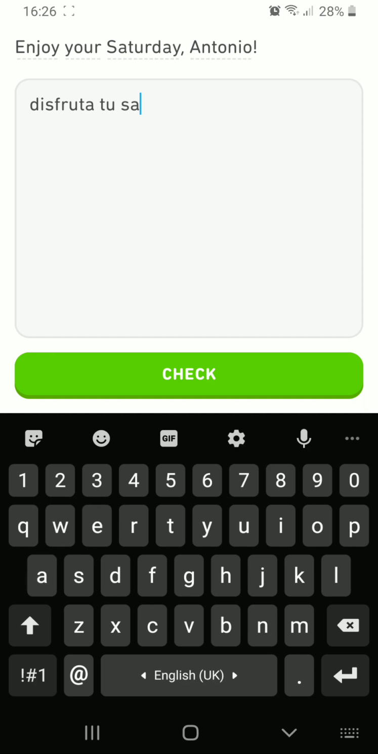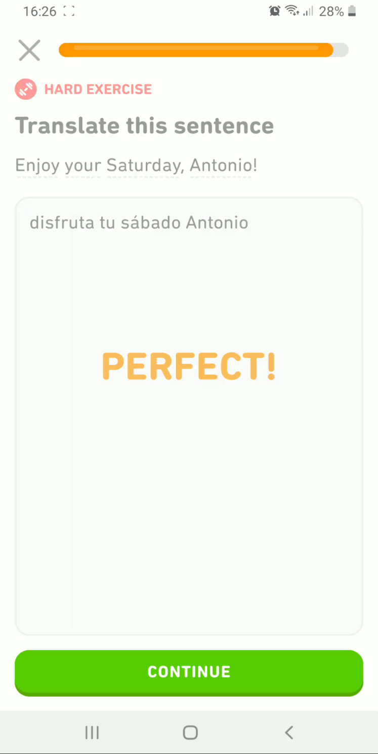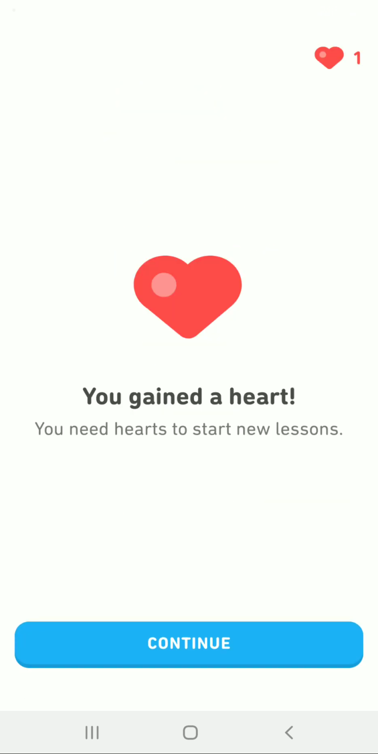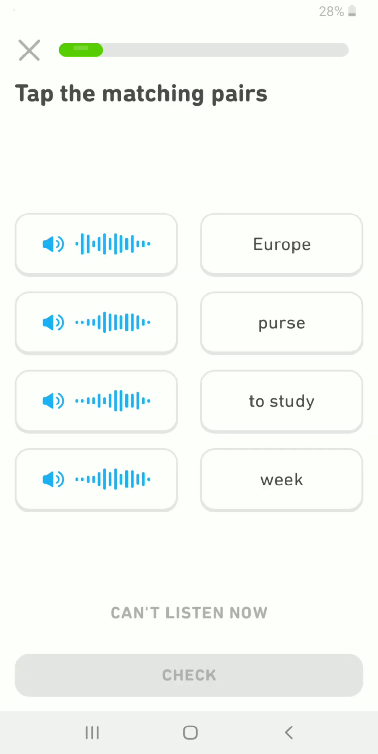Saturday it's sábado. Sábado, there is an accent somewhere. Yes, there's an accent on the first A. So sábado, Antonio. Here you go. Perfect. So I think I will get at least one heart for this one. So right, I got one heart, and we got to practice some more in order to refill our hearts, and only then we will be able to do some lessons. So that's how it is.